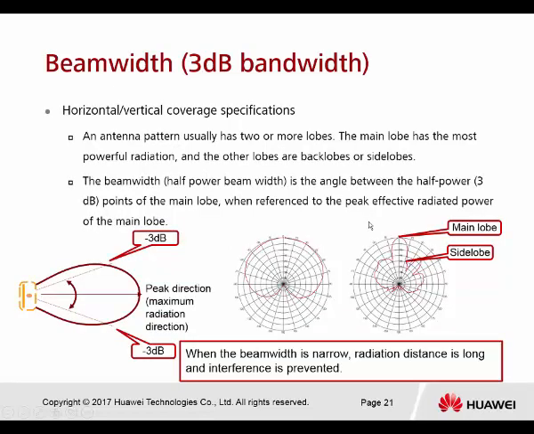The beamwidth. An antenna pattern usually has two or more lobes. The main lobe has the most powerful radiation, and the other lobes are the back lobe or the side lobe. The beamwidth is the angle between the half power points of the main lobe, in reference to the peak effective radiated power of the main lobe. Here they show you some pictures, so the coverage should look like this. When you look at the main lobe, the main focusing is on these places. The other places are all just side lobes.